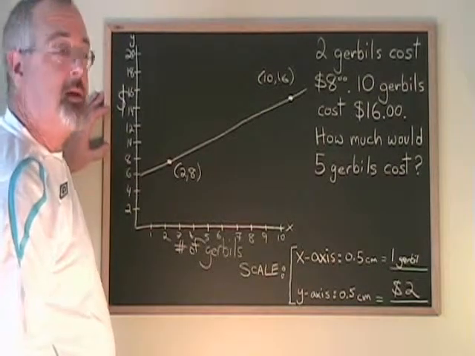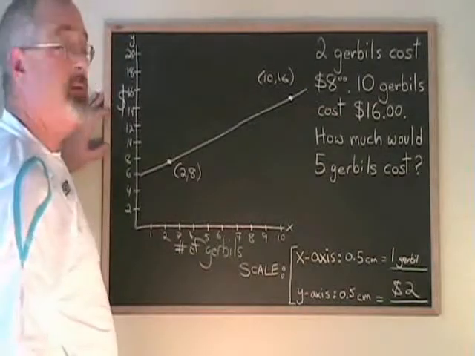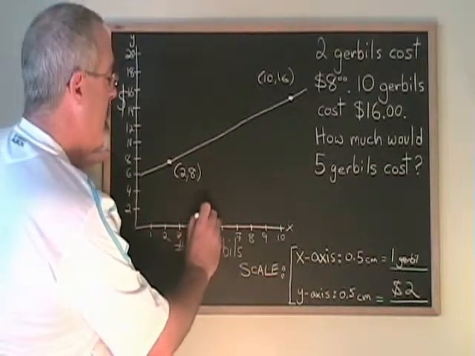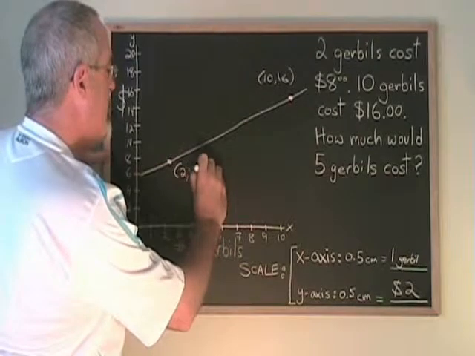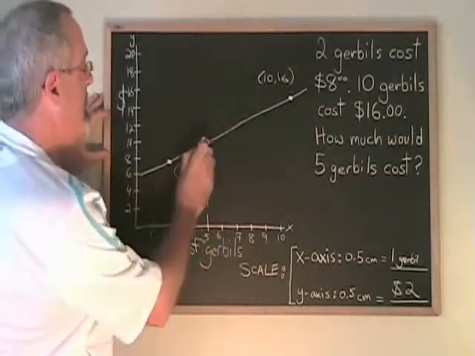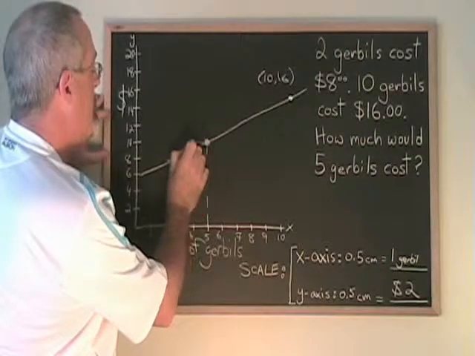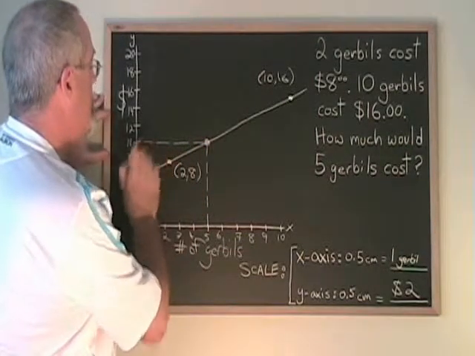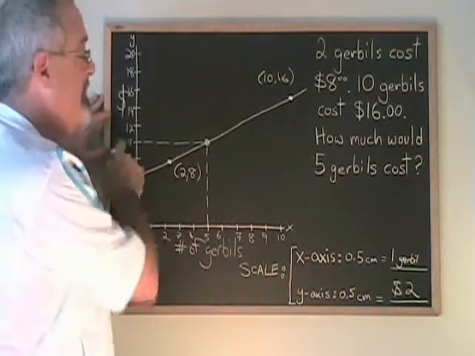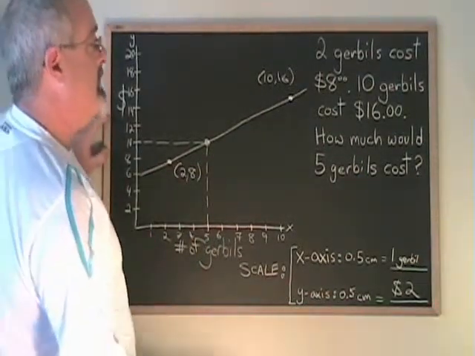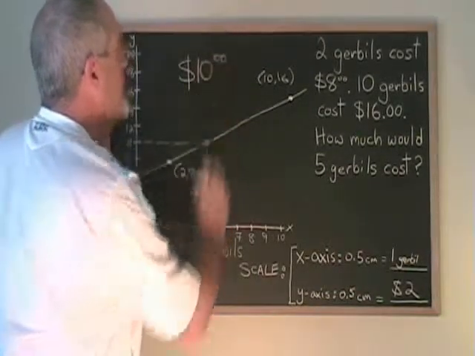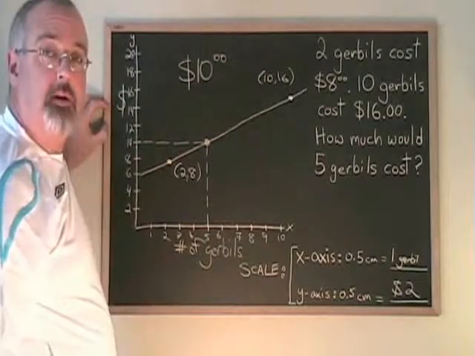It's time to answer our question. How much would 5 gerbils cost? We find 5 gerbils along the x-axis, draw a dotted line straight up until I hit my line, put a dot, and then from that dot, draw a dotted line straight across until I hit my other axis. That's the answer to my question, 10. So the answer to the question is that 5 gerbils should cost $10. Give the answer with the unit of measure, and you're finished.